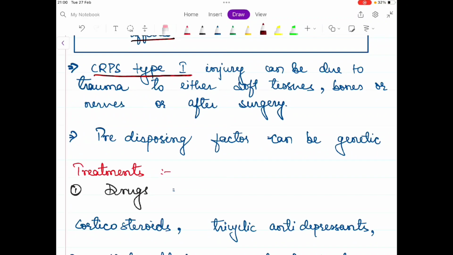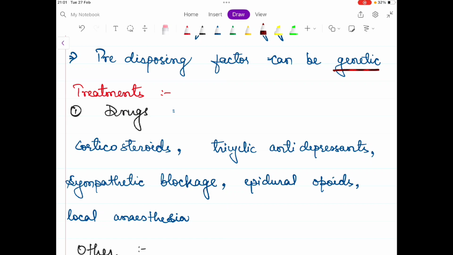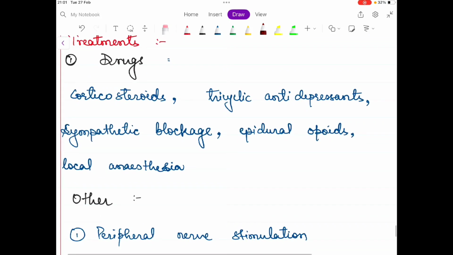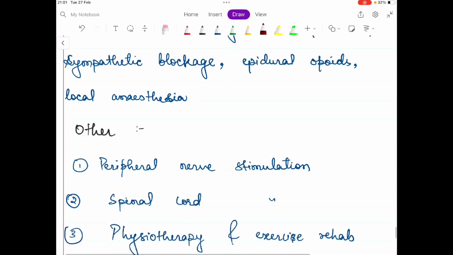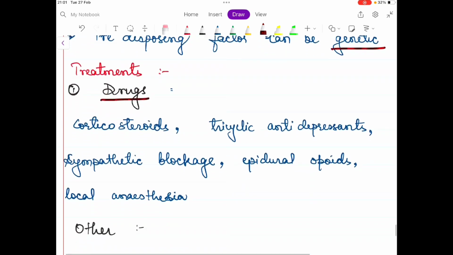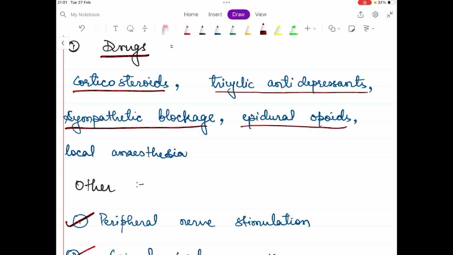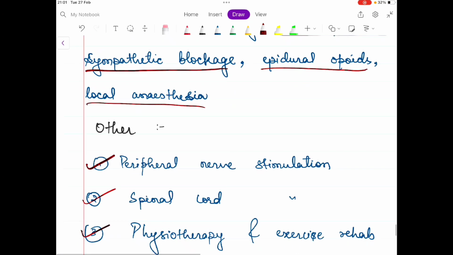CRPS type 1 injury can be due to trauma to soft tissues, bones or nerves, or it can also be due to surgery. Predisposing factors can be genetic factors. Now let's talk about the treatment. Treatment is drugs, peripheral nerve stimulation, spinal cord nerve stimulation, and physiotherapy and exercise rehab. Drugs include corticosteroids, tricyclic antidepressants, sympathetic blockade, epidural opioids, and local anesthesia.